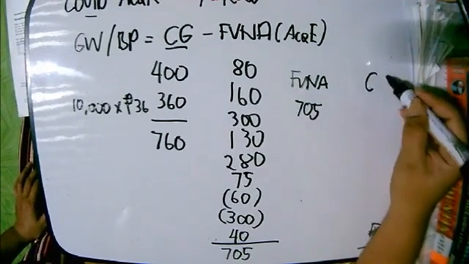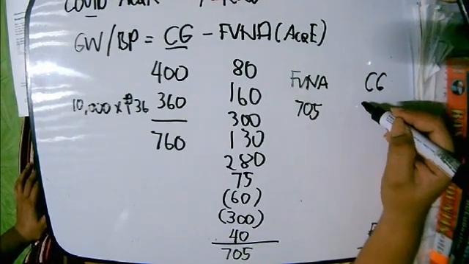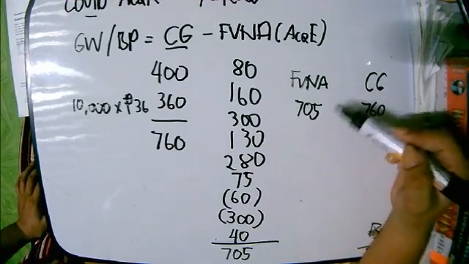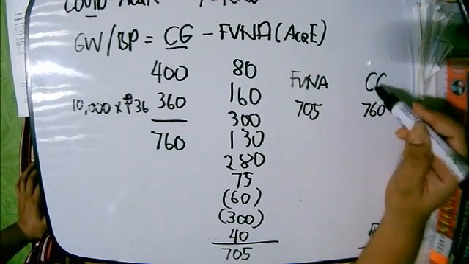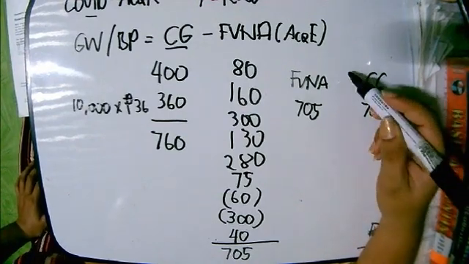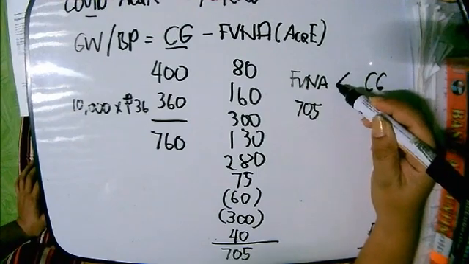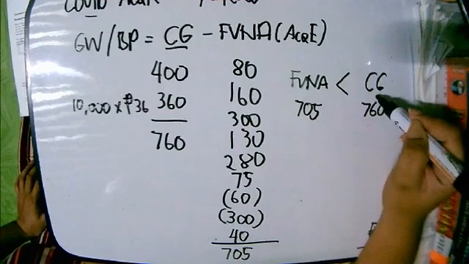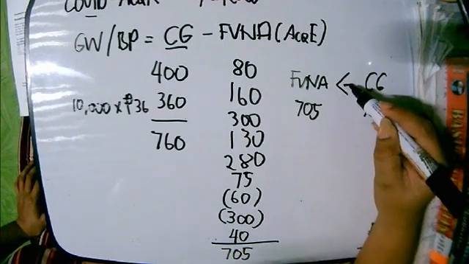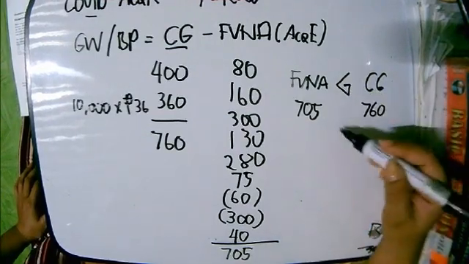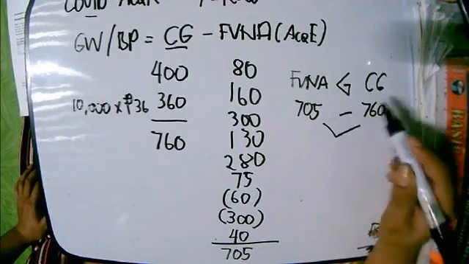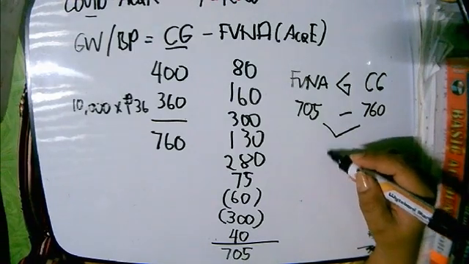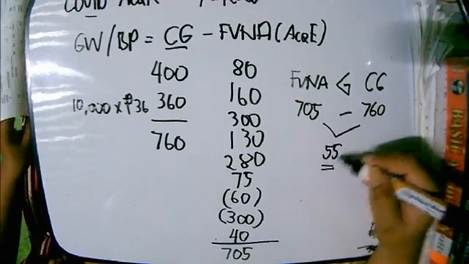Now, the fair value of net assets is 705. The consideration given of COVID is 760. So, sino ang mas malaki? So, mas malaki si consideration given. So, ibig sabihin, ganito, fair value of net assets is less than the consideration given. Ibig sabihin, meron tayong goodwill. So, ang goodwill natin, the difference of this is 55,000 pesos.